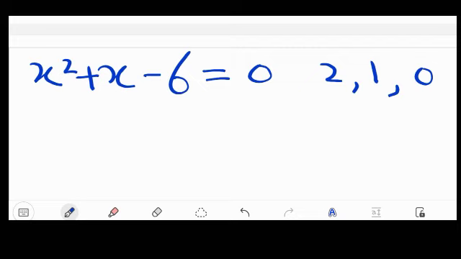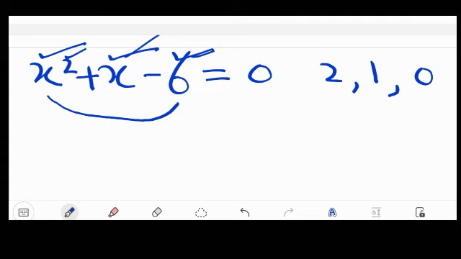In descending order, if you count the terms from the right side, 6 is your first term, x is your second term, and x square is your third term. Always write the equation in descending order: x power 2, x power 1, and x power 0. So 2, 1, 0. That is called descending order. Write the equation in descending order. Then multiply the first with the third term. Whatever the result is, just write it on one side of the paper. So it will become minus 6x square.